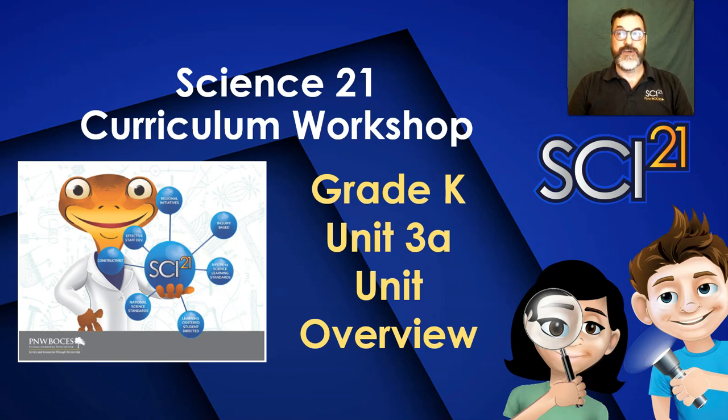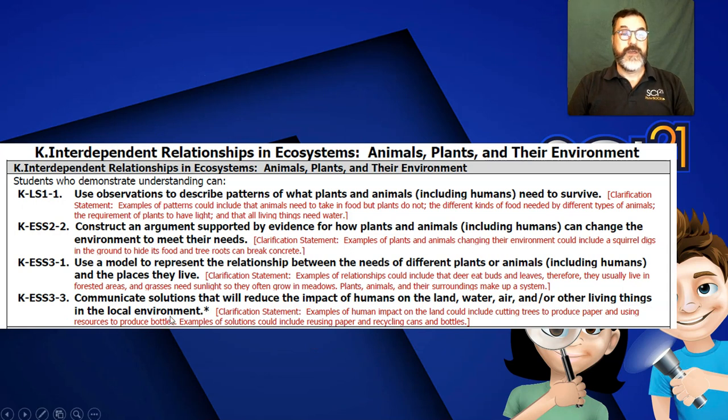Grade K, Unit 3A, Unit Overview. Unit 3 is kindergarten's integrated life science and earth science unit. The expectation is that you should teach this unit from the beginning of February when your kits are delivered and teach through the end of the year.